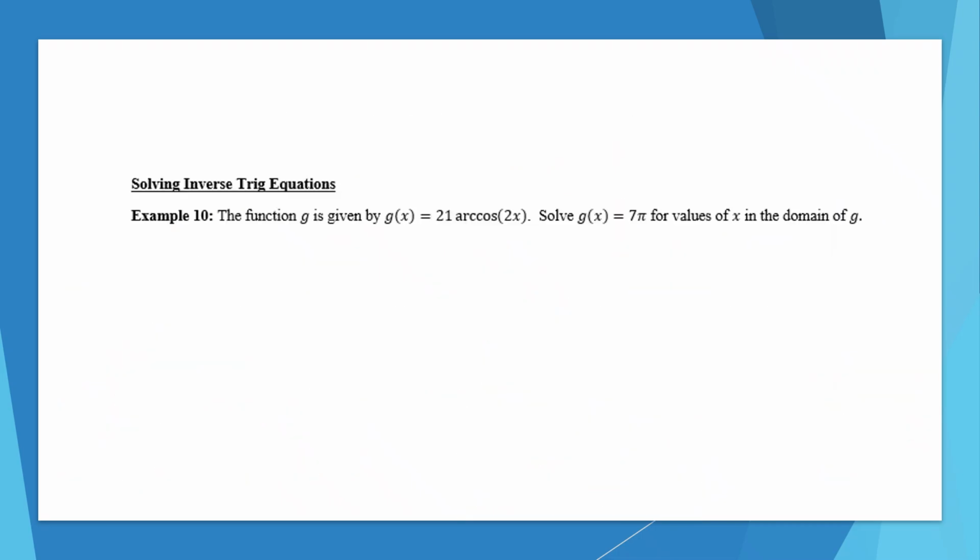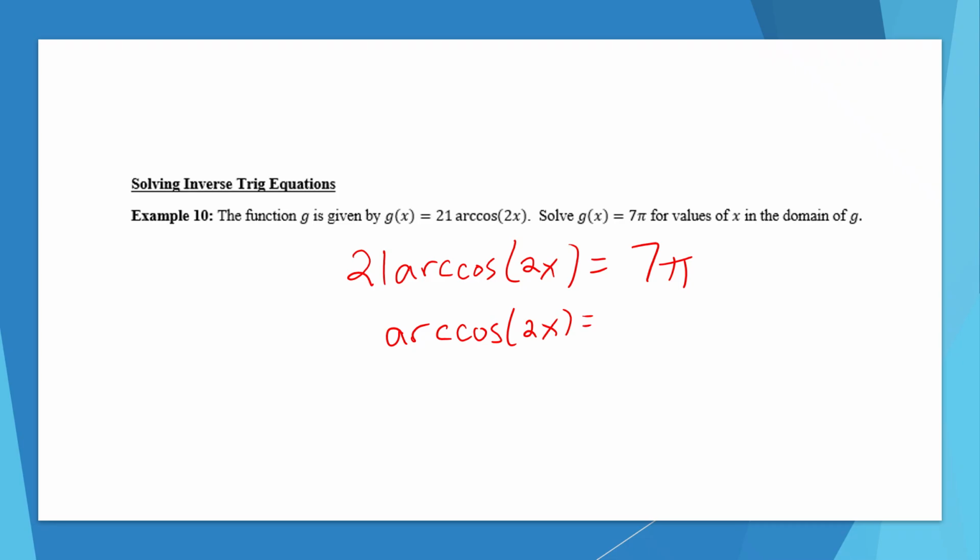All right, example number 10. Here, again, set both sides equal to each other, and then we're using inverse trig. So 21 arc cosine of 2x equals 7 pi. Dividing both sides by 7, we have arc cosine of 2x equals pi over 3.